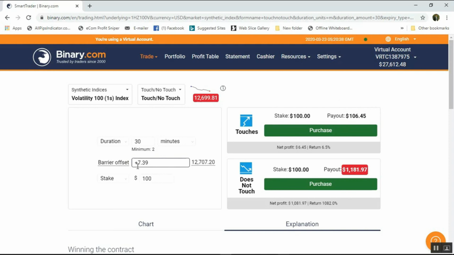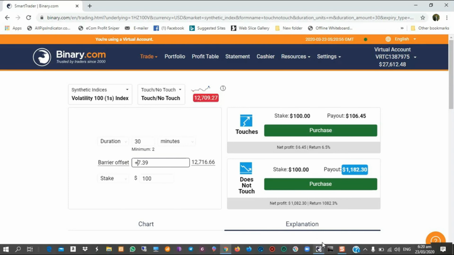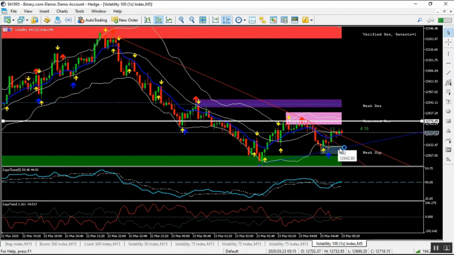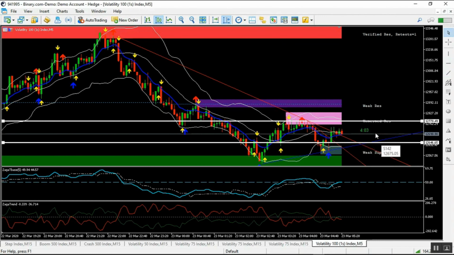No touch option, if there is a plus sign here, means that the market will keep going up without touching the below barrier offset. Coming to the chart, it's more like the market is buying, which means you said the market will not come down to this area. The market will keep moving up without coming back to this zone at all. That is no touch option. Touch option means the market will move and touch this area.